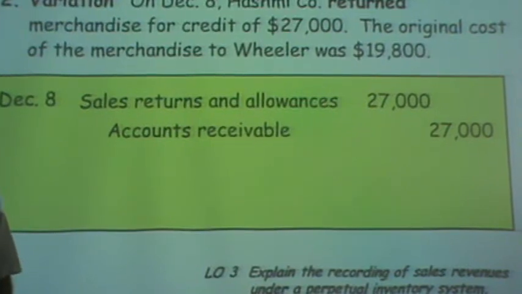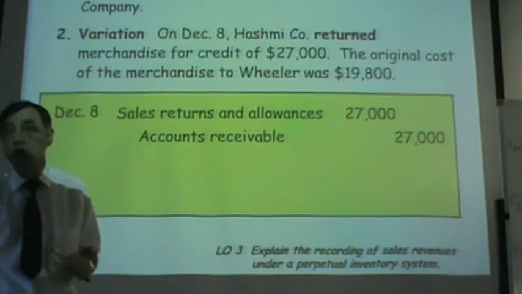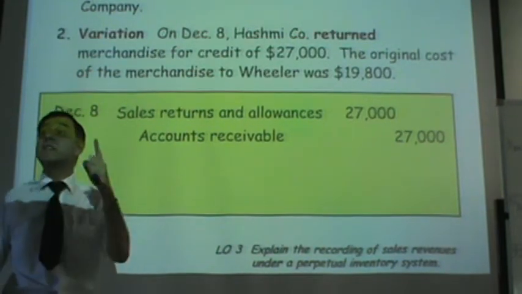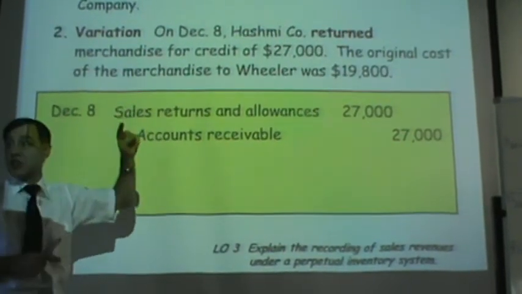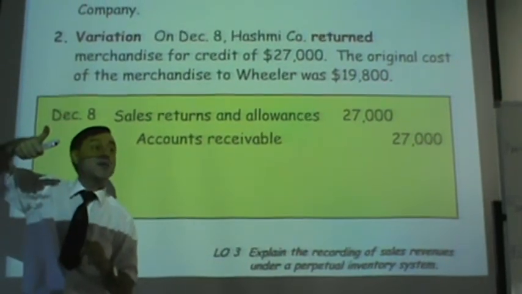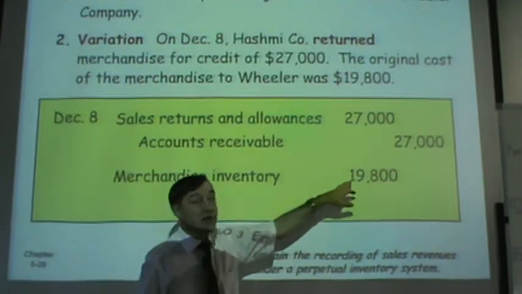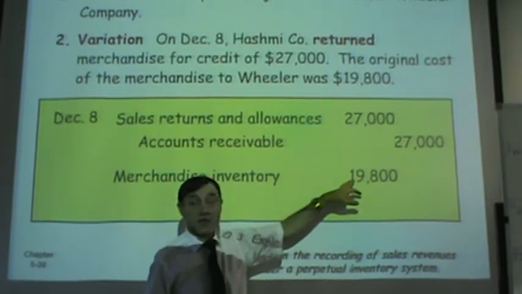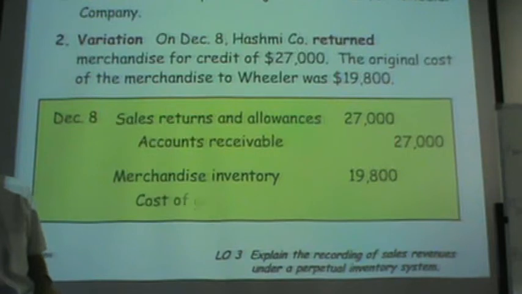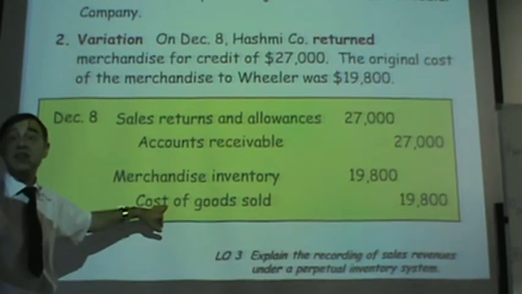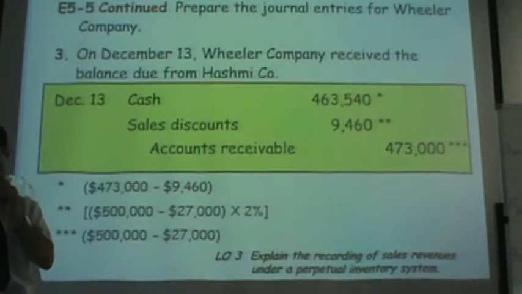Now, if it was returned, you also have to reverse the merchandise inventory. That's an extra step. So if it's allowance, you have only one entry. If it's a return, now you have to increase the inventory back. So you have to debit the inventory with the proportionate value. Don't want to get into this now. Merchandise inventory, and you will have to reverse the cost of goods sold.